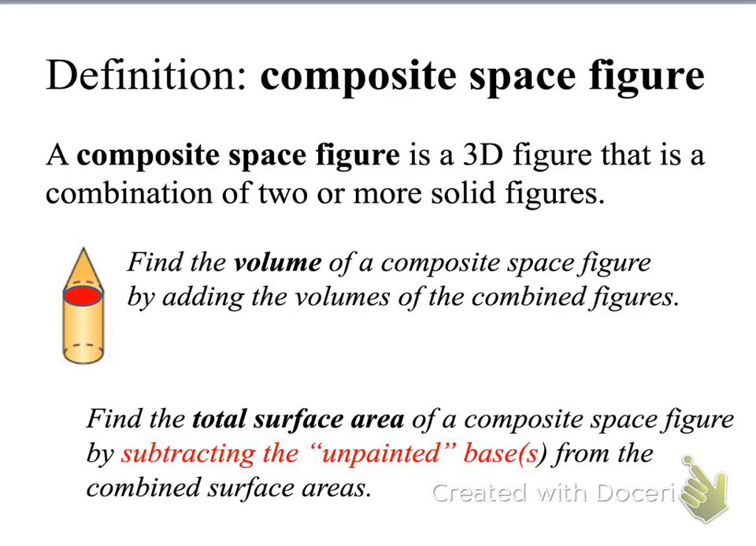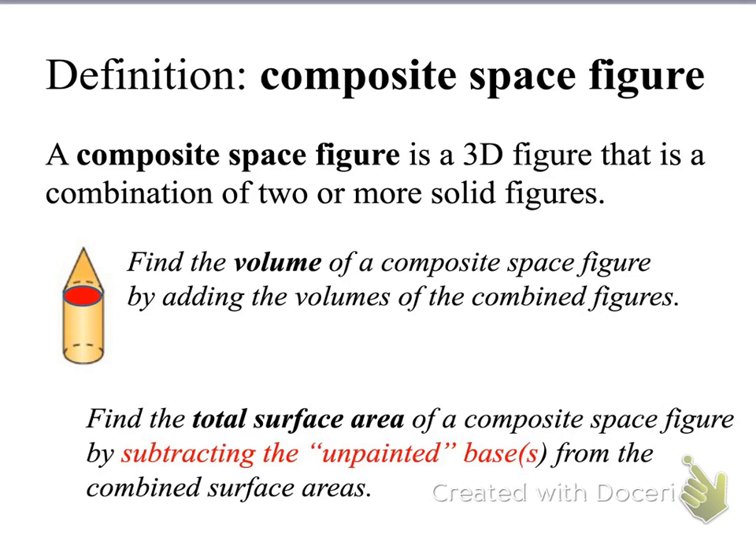Okay, the last thing to talk about is composite figures, which we did in the last lesson. A composite figure is a 3D figure that has a combination of 2 or more solids. So it's if I take 2 or more 3D figures and I stick them on top of each other. You can find the total volume by finding the volume of the 2 and combining them.